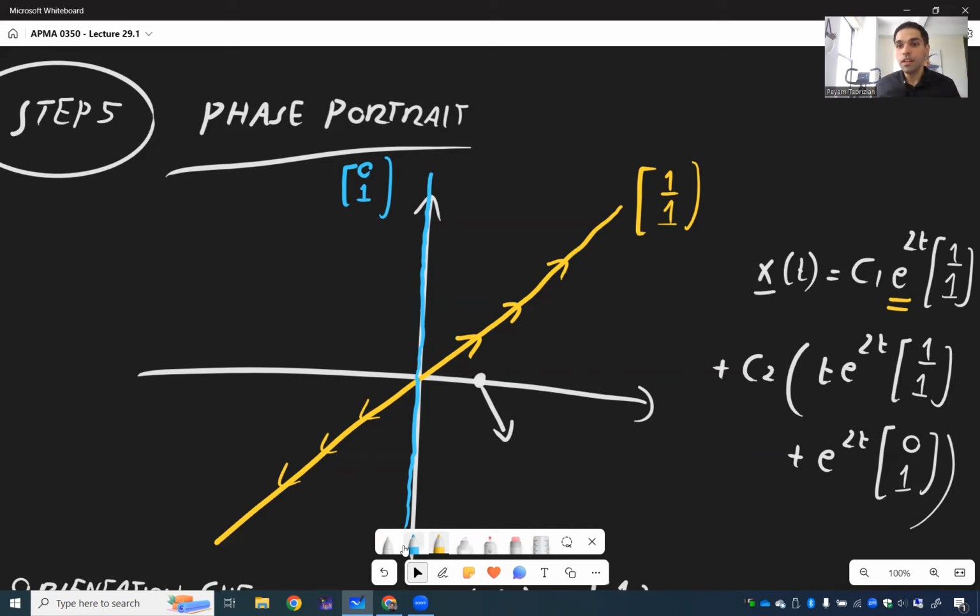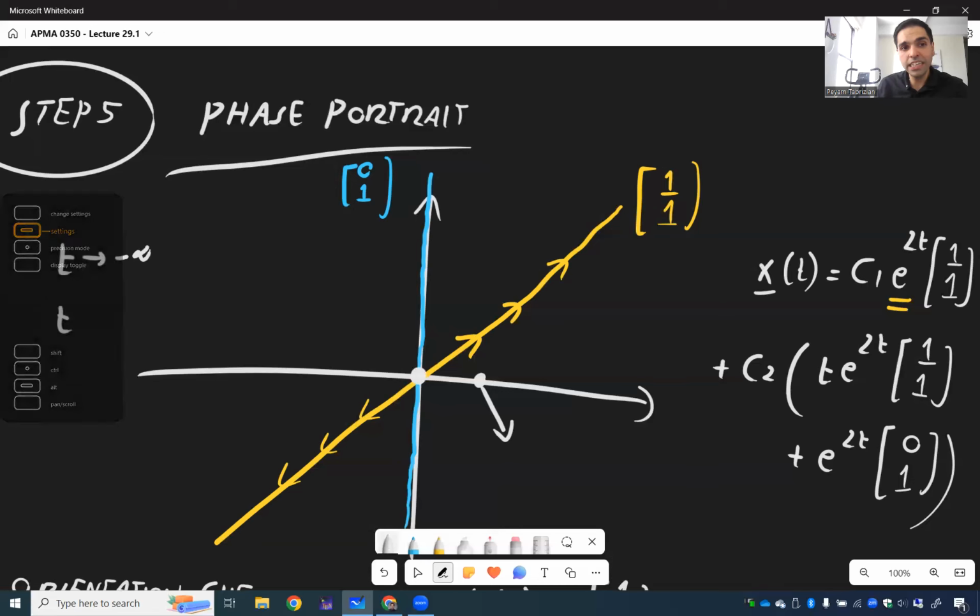Now, let's think a little bit in terms of long-term behavior, meaning t goes to minus infinity and t goes to infinity. As t goes to minus infinity, all those terms go to 0, meaning the solutions all start out at the origin.